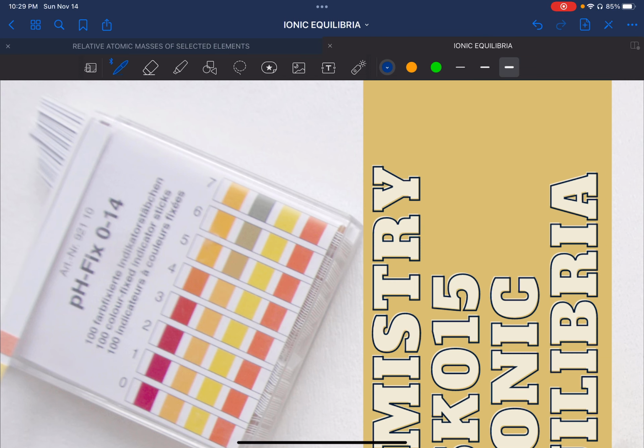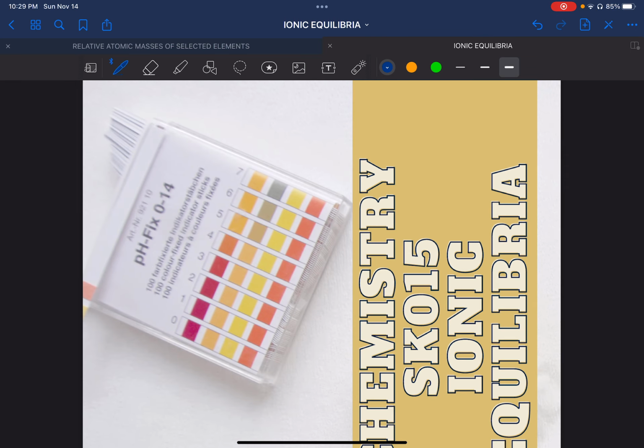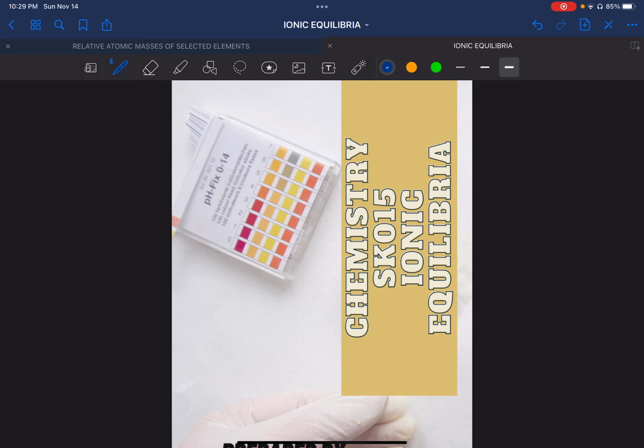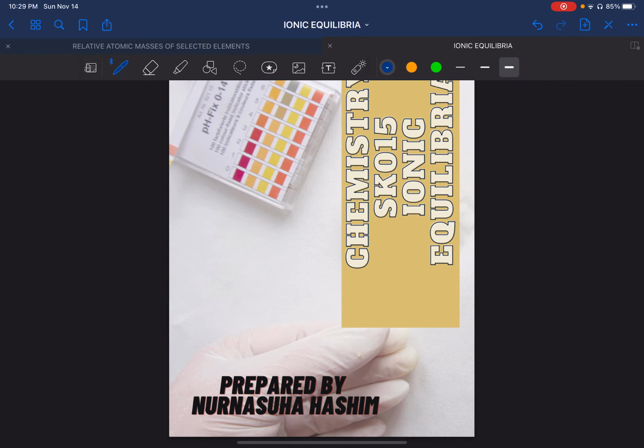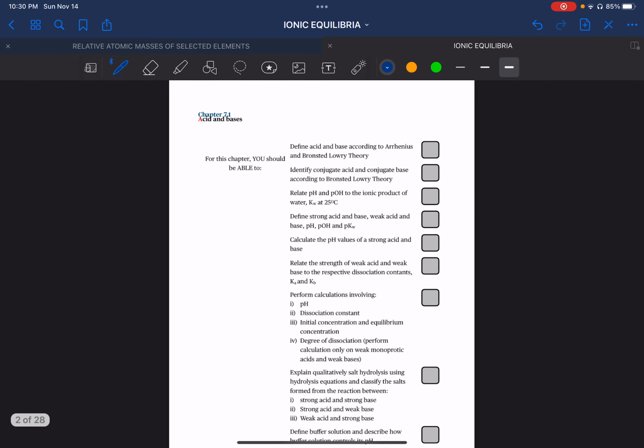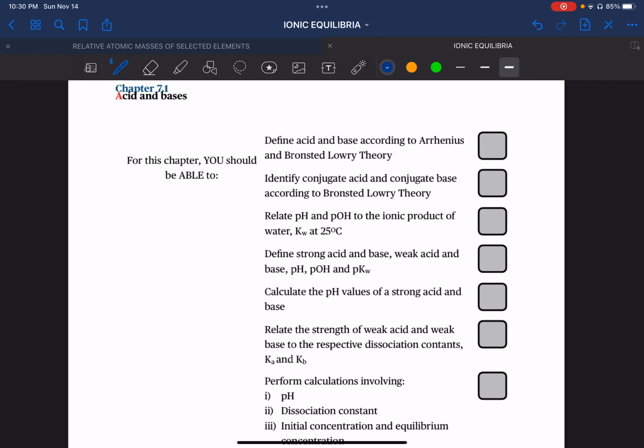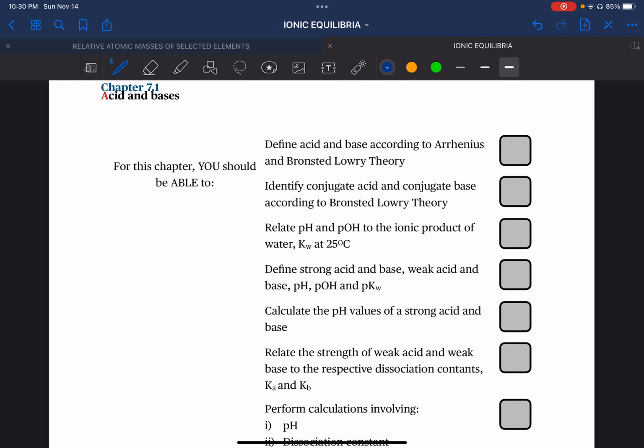The last topic for SK015, which is Ionic Equilibria. So kita akan banyak jumpa pH, pOH, and so on. So for this topic ada 3 subtopik. Okay, so kita akan tengok yang pertama hari ini, which is 7.1 acid and bases.